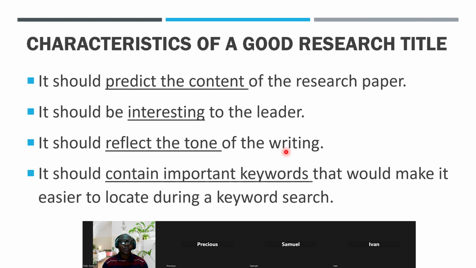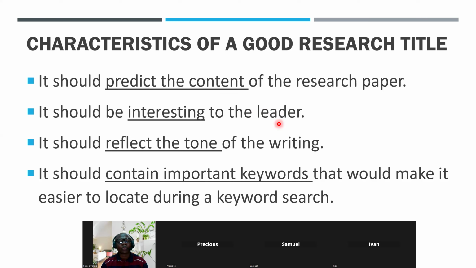So you must also develop the skill to write in such a way that it will be interesting to the reader. Not leader, please, that's a mistake there. It is reader, not leader. It must be interesting to the reader.